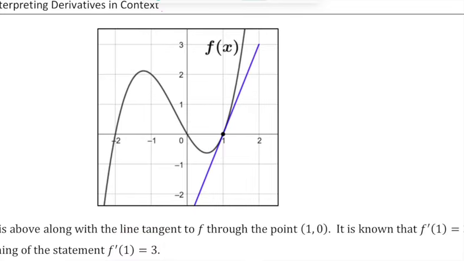You want to know, like, when it's asking what's the derivative at 1 equals 3, that means the slope of the line tangent at x equals 1 equals 3. So the slope of this line is 3, and you can kind of see it. You go over 1, you go up 3. So that's the slope of the line.